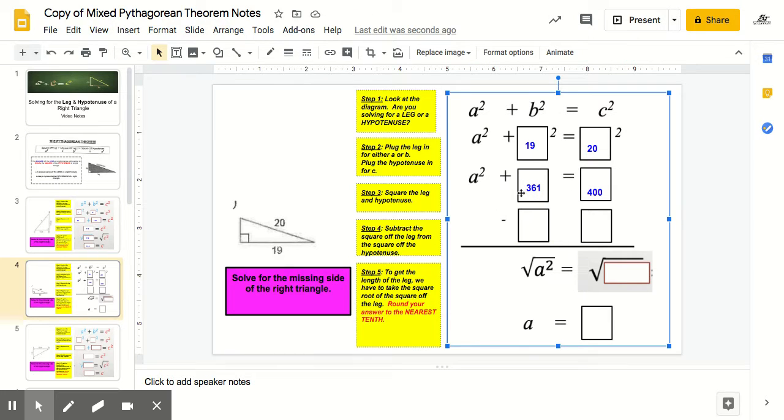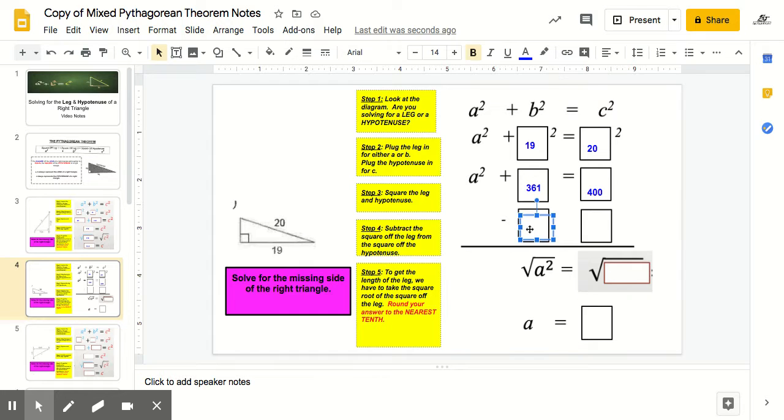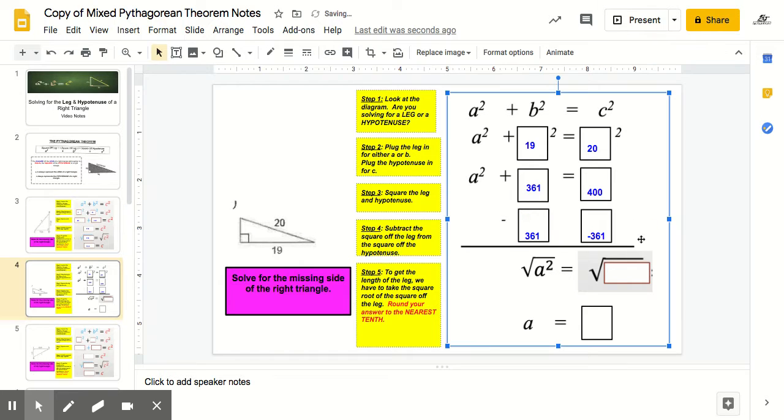Guys, remember, we're solving an equation. So our next step is going to be to subtract the constant from both sides of the equation. Our constant is a number that doesn't have a variable next to it. So I'm going to be subtracting 361 on both sides of the equation. I didn't do anything with this a squared yet, so I simply bring that down.